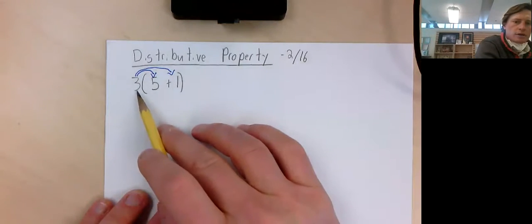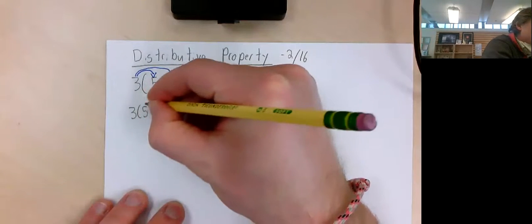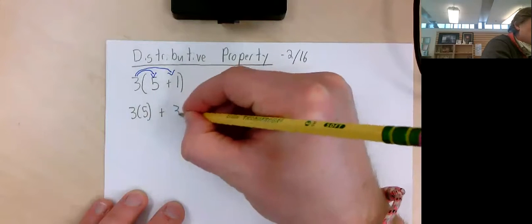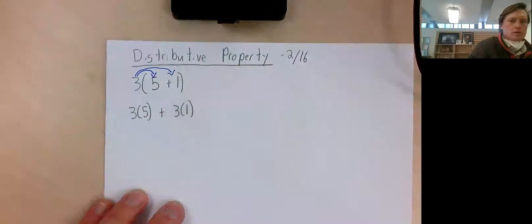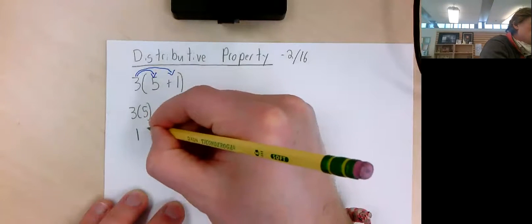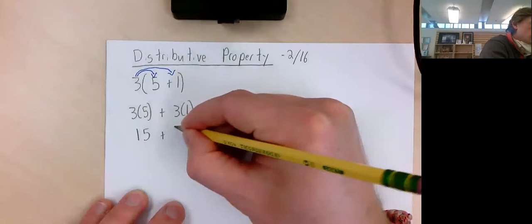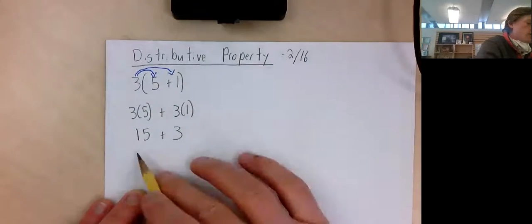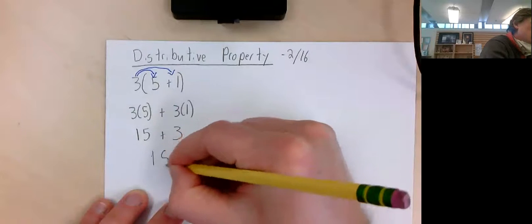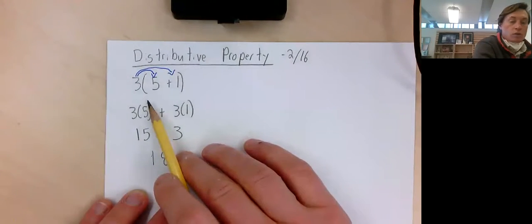So written out in expanded form, 3 times 5 plus 3 times 1. Well, 3 times 5 is 15, plus 3 times 1 is 3. 15 plus 3 is 18. So this is another way of using order of operations.